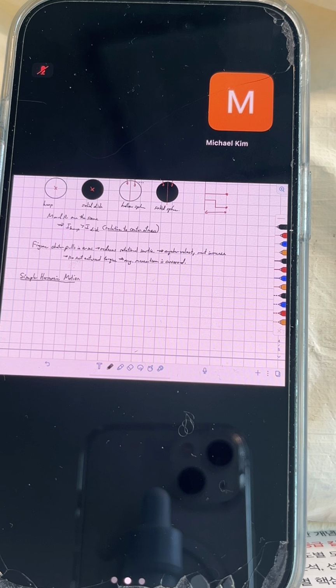Okay. And so in particular here, we only looked at two things. We looked at the spring block system, right? And we looked at the simple pendulum.